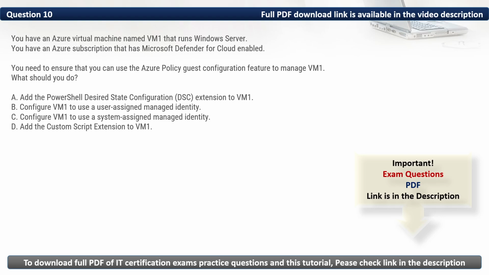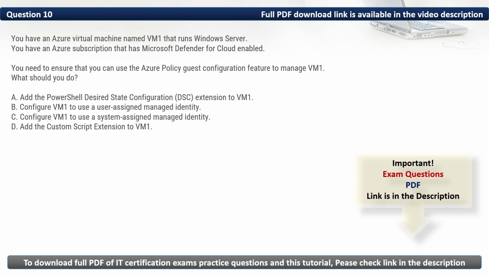We have A. Add the PowerShell desired state configuration extension to VM1. It is used for configuration management but not required for Azure policy guest configuration. Then we have B. Configure VM1 to use a user assigned managed identity. Guest configuration specifically requires a system assigned identity. Then we have D. Add the custom script extension to VM1. It runs scripts but does not support guest configuration policies.